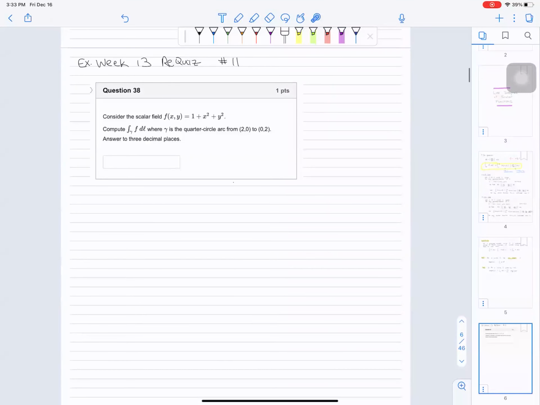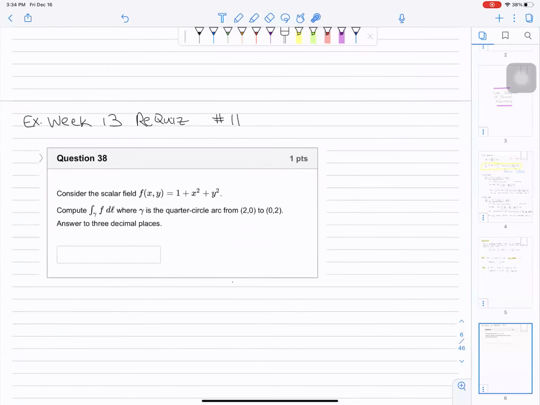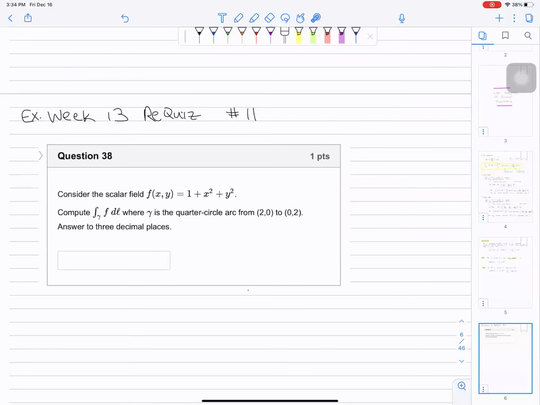Okay, does anyone want to see an example? Put a thumbs up if you want to see an example, or we will move on.